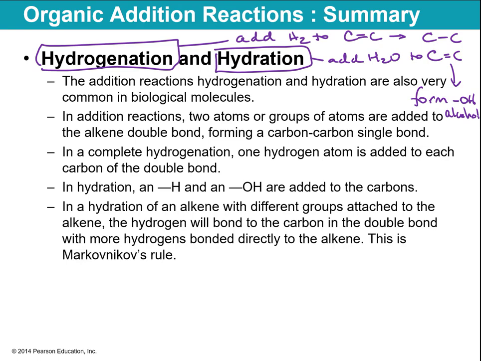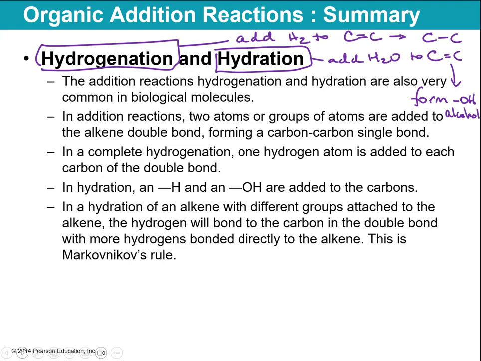So hydrogenation is adding hydrogen to the double bond. Hydration is adding water to the double bond. Hydrogenation just makes a saturated chain, all single bonds. Hydration is going to make one of those an alcohol. One of those carbons will end up having an OH attached to it, and that's an alcohol. So I do not expect you to finish the reaction. It's really more just identifying what the reaction is.